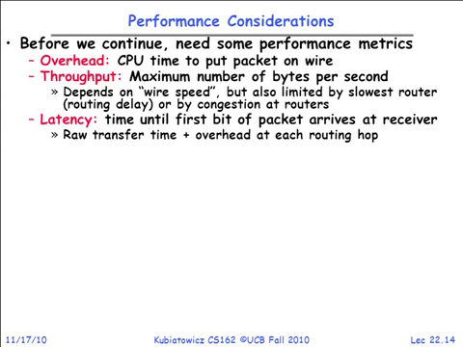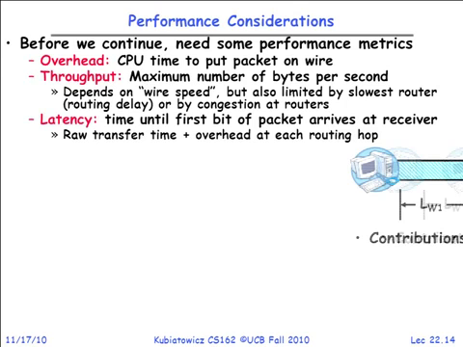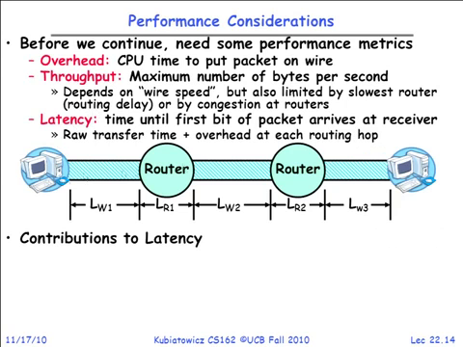Okay, and so it's kind of raw transfer time plus overhead at each routing hop. Now, what are the contributions to latency? Well, you can see if I send a packet from point A to point B, I've clearly got the latency on the wire. I've got the latency in the first router. I've got the latency on the second wire, the latency in the second router, and the latency on the third wire. These are all components that need to be added together to get the total latency.